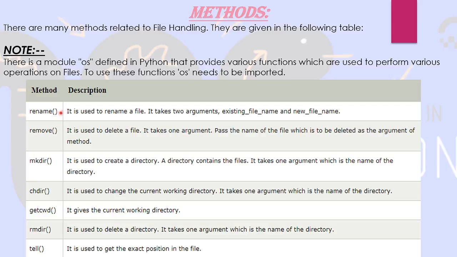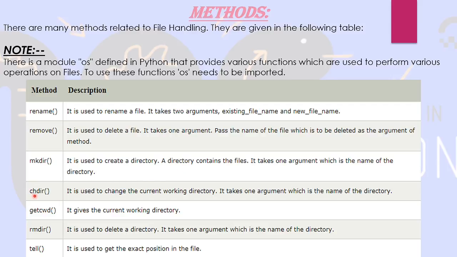Firstly, the rename method. It is used to rename a file. It takes two arguments, the existing file name and the new file name. Then comes the remove method. It is used to delete a file. It takes one argument, the name of the file to be deleted. Then comes the mkdir function, that is, make directory, used to create a directory. A directory contains files. It takes one argument, the name of the directory.